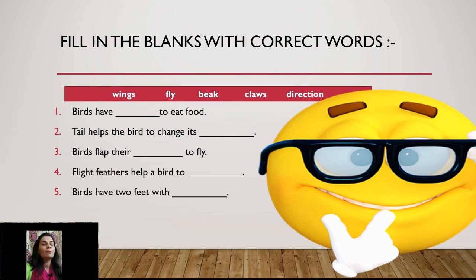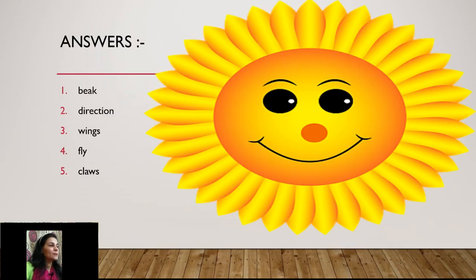Birds flap their blank to fly. Wings. Yes, wings is the correct answer. Birds flap their wings to fly. Flight feathers help a bird to fly. And birds have 2 feet with, what are they having with the feet? Claws. Yes, birds have 2 feet with claws. Here are the answers: beak, direction, wings, fly and claws.